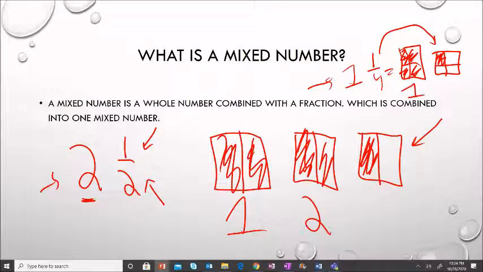So a mixed number is this, as an example. We have 2 wholes and a fraction. Think that through. A mixed number is a whole number combined with a fraction, combined into one mixed number. You see this a lot in, let's say, measurements of baking. People say 2.5 cups of flour, 2 1/4 of sugar. So this is a good example of adding wholes with a fraction.